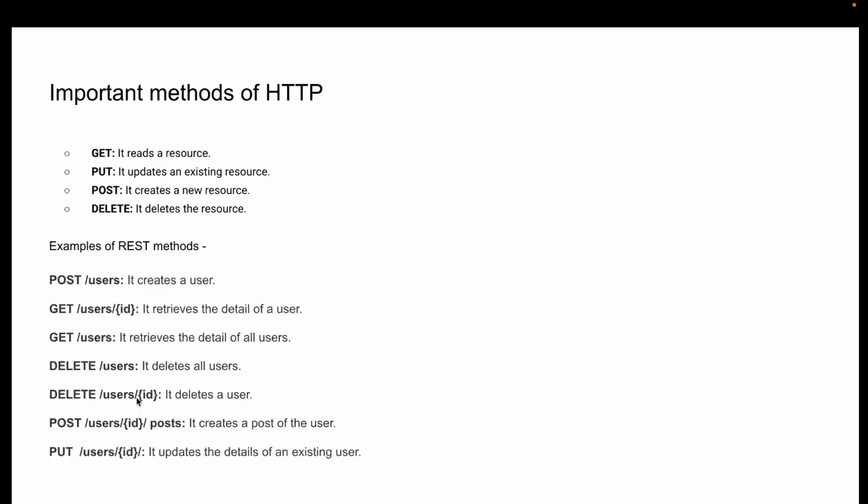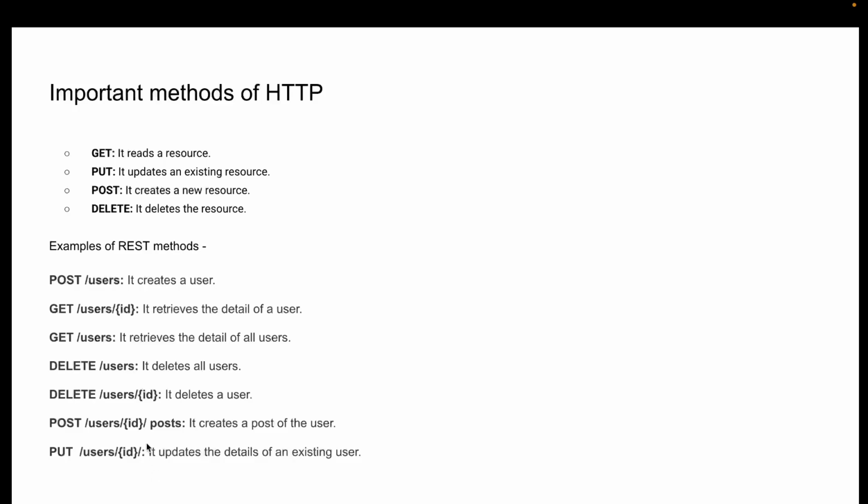Now let's say I have a requirement where I want to delete the details of just a particular employee. I can again use the DELETE HTTP method, and the URL pattern will be /users/ID. This ID can be the employee ID. So with that particular employee ID, I can delete that particular user.